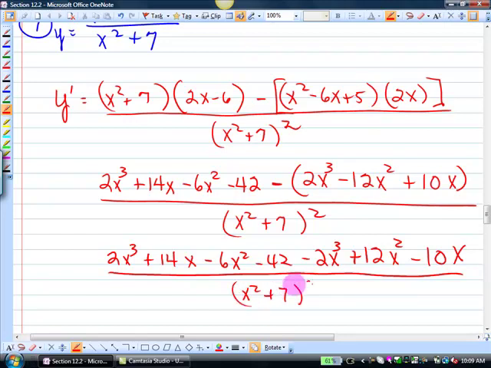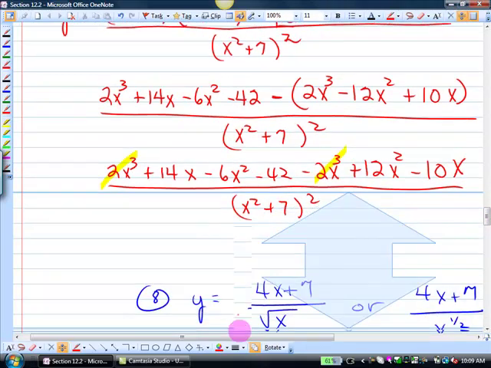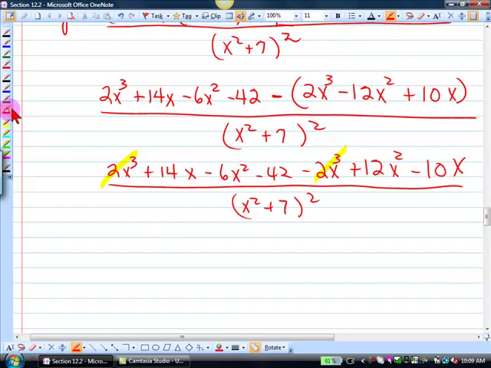Okay. All right, so this guy and that guy go away. How many x squareds do we have? 6. Okay. 6x squared. And how many x's? 4. And just a minus 42. Is that right?